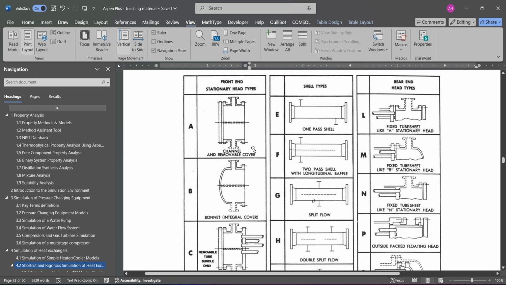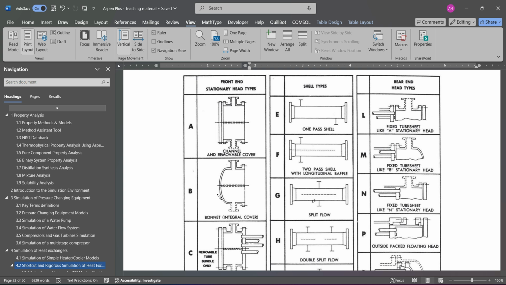Which one to select for a given service? It's not a simple task. It requires experience as well as detailed information of the process itself. The most common ones I can figure out are the first two, A and B front heads. The A is where we can entirely remove the front head from the remaining shell and the tube sheet, and the B is fixed with the bonnet, so that is not removable. So you can identify if we can remove the front head, that means at least we can approach the inside of the shell and we can do cleaning services.